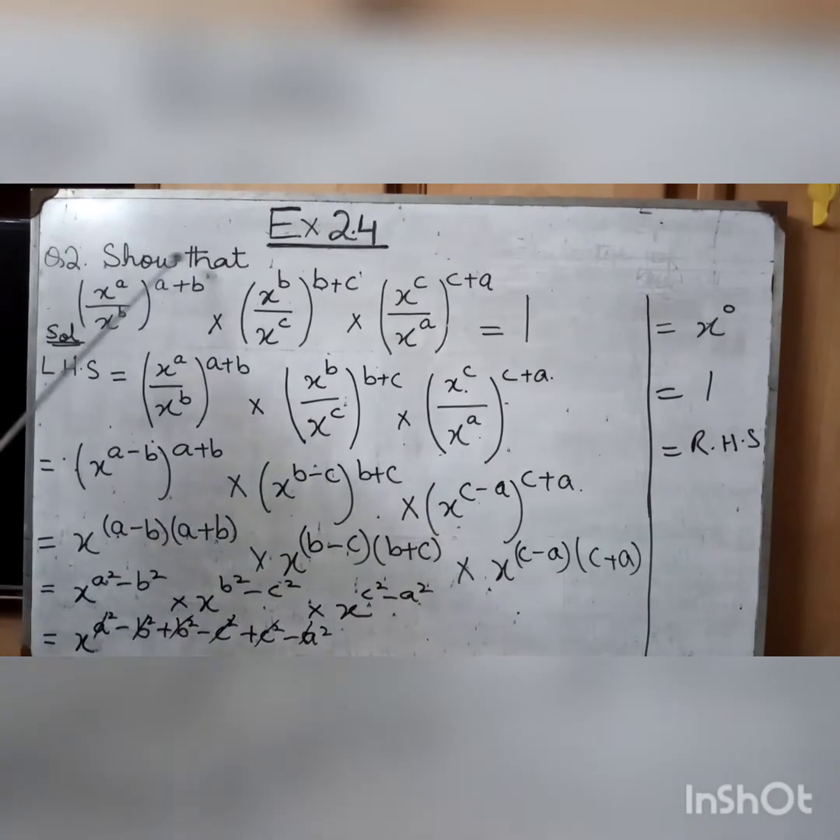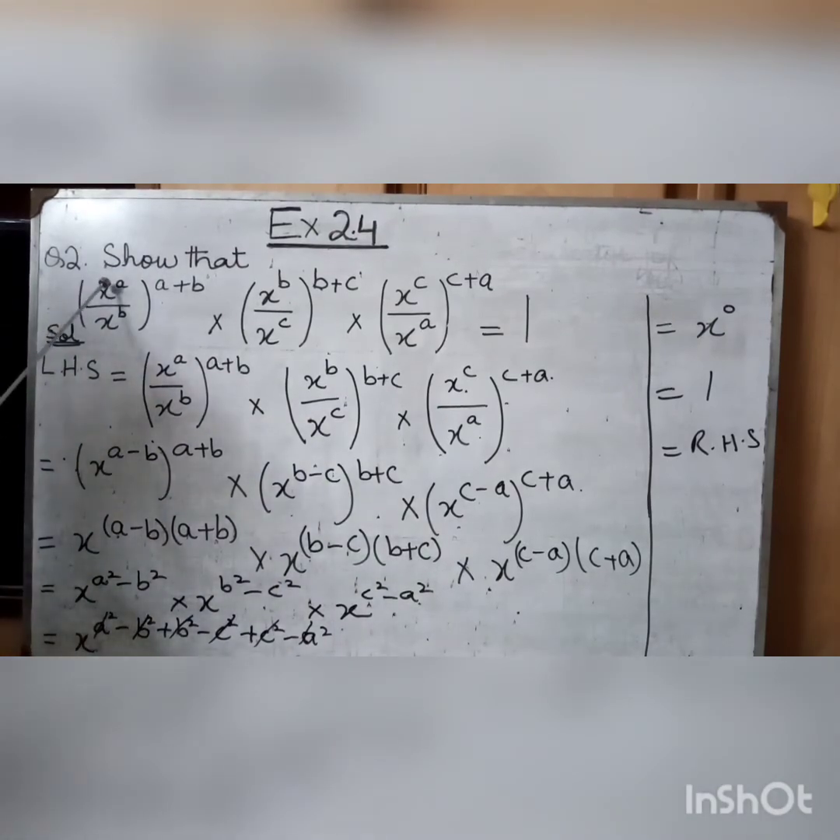Question number 2. Show that x raised to power a over x raised to power b with exponent a plus b, into x raised to power b over x raised to power c with exponent b plus c, into x raised to power c over x raised to power a with exponent c plus a, equals what? We have to show that left hand side is equal to right hand side.